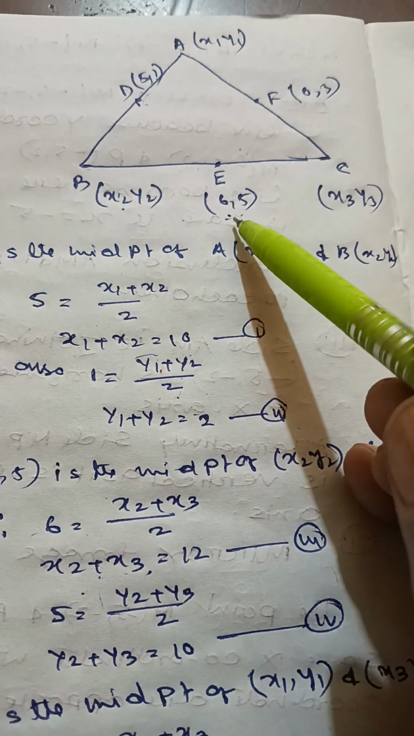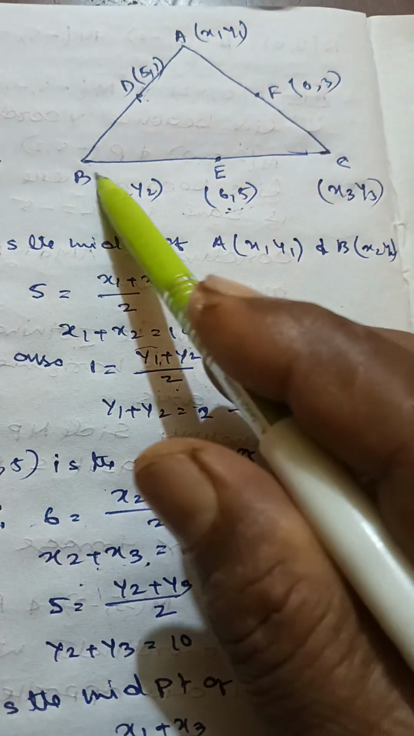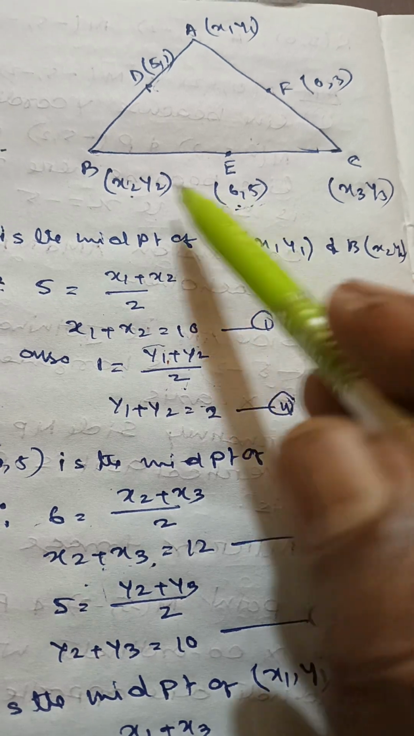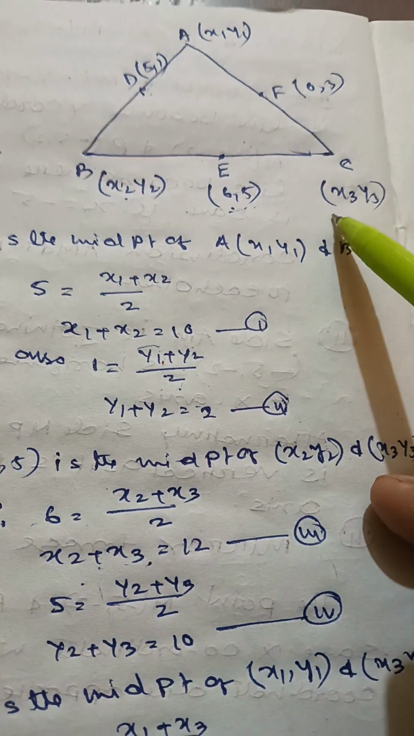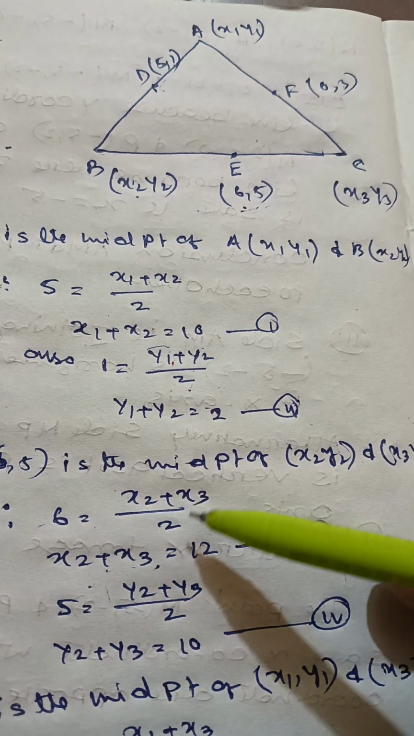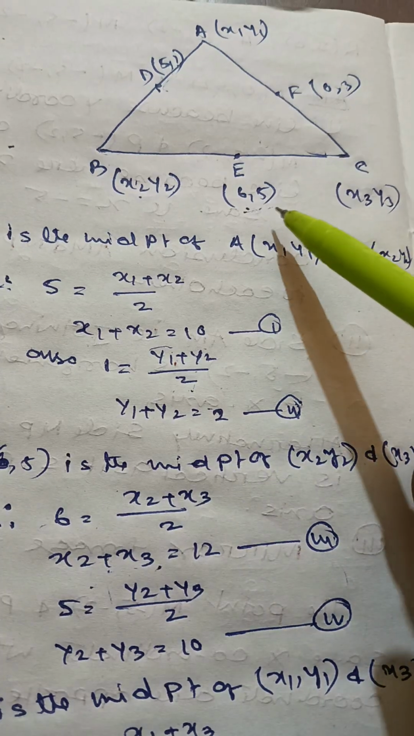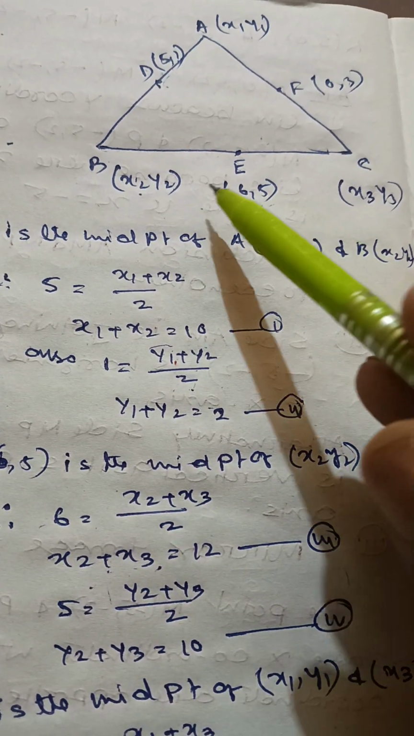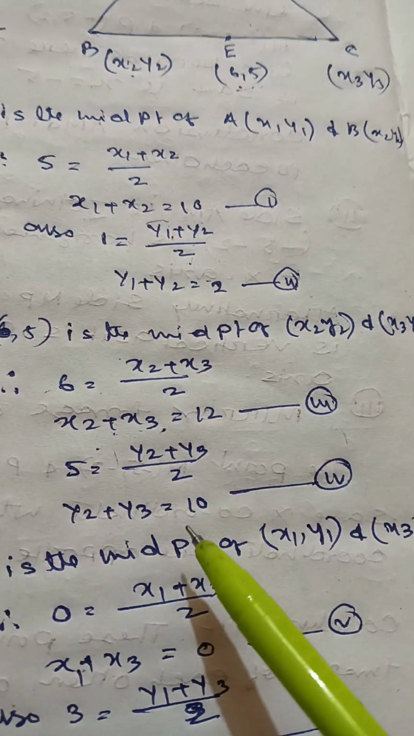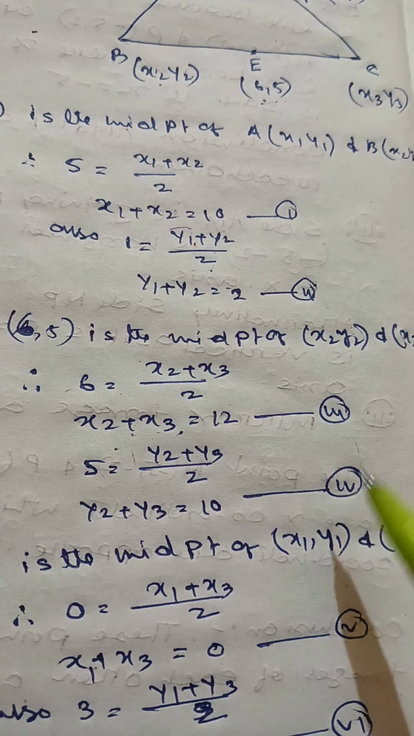Now you see the point (6, 5), E, is the midpoint of BC. So here you write 6 equal to (x2 plus x3) by 2. So another equation: x2 plus x3 equal to 12. Same way you write 5 equal to (y2 plus y3) by 2. So it is y2 plus y3 equal to 10. This is the fourth equation.